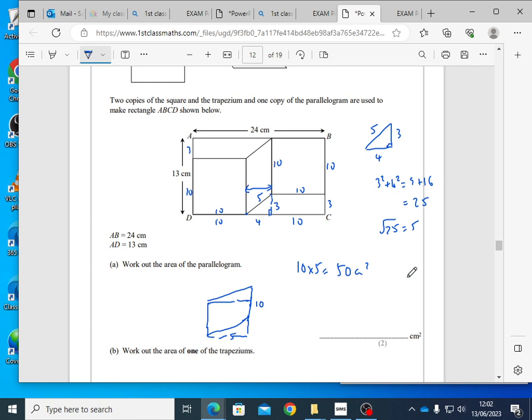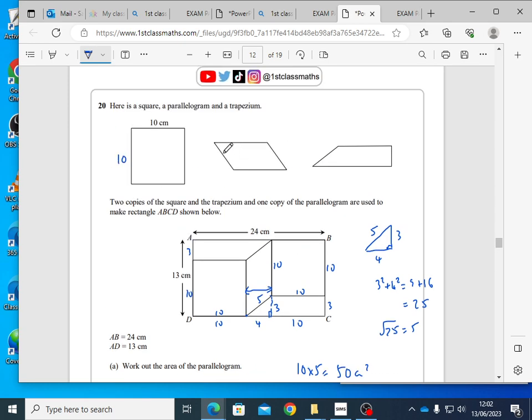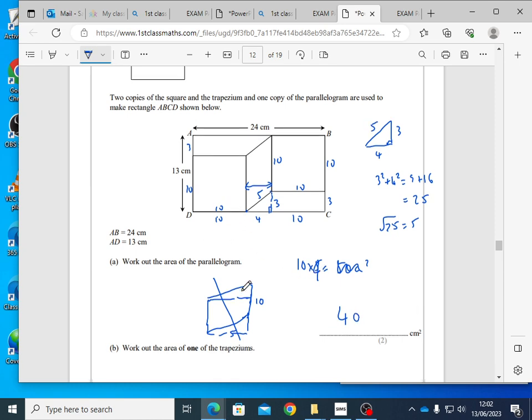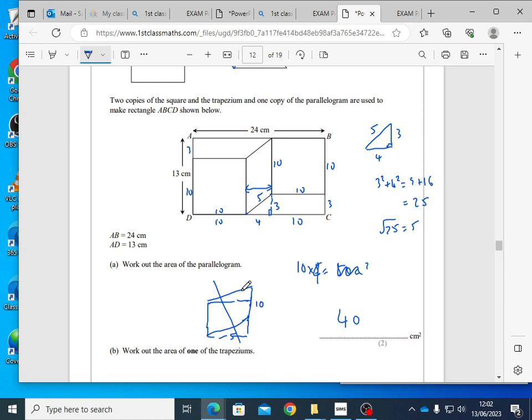Let me do it on here. What we worked out, we know that this here is 10, and the perpendicular height here is going to be 4. So really it should be 10 times 4, which is 40 centimeters squared. Sorry. So we don't need that Pythagorean yet. We might need it on the next one, we don't know.